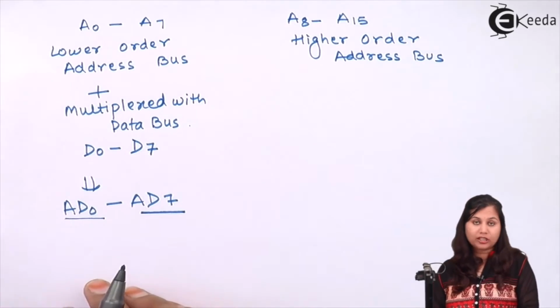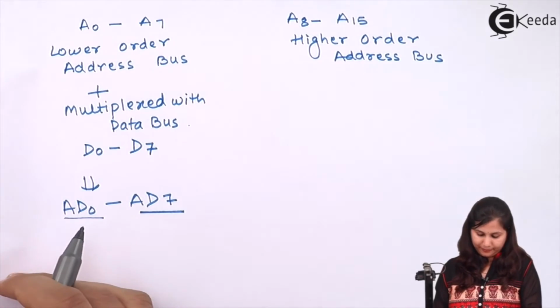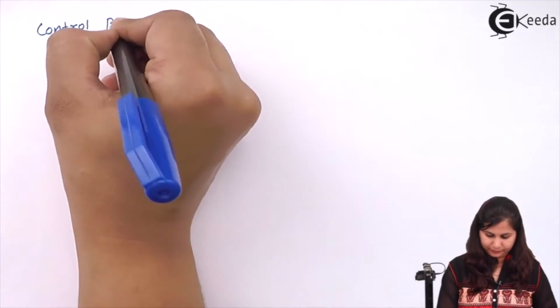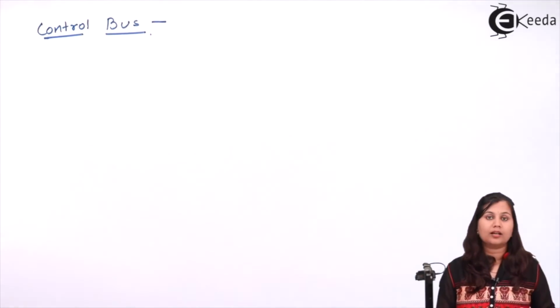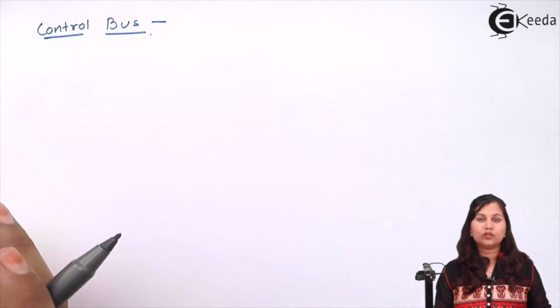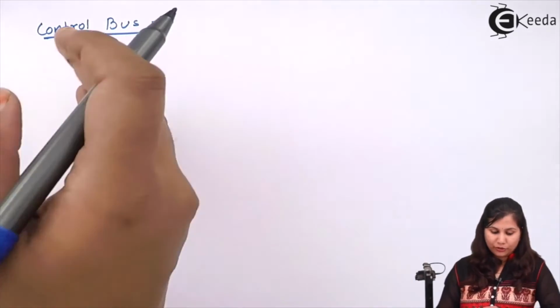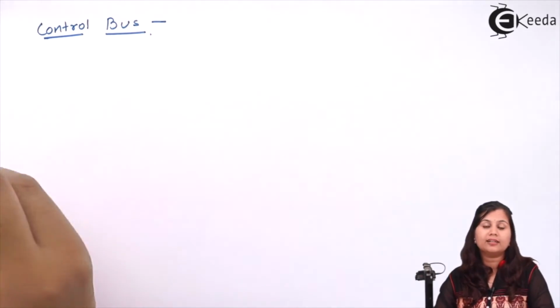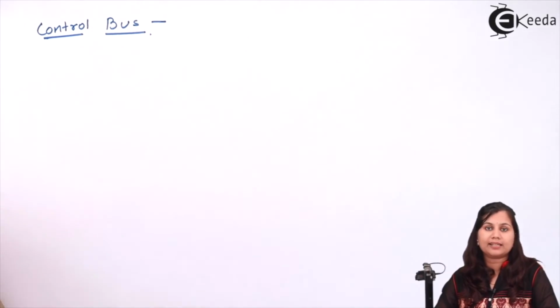The next we have the control bus. A bus, we have said, is a group of lines or wires. So the control bus consists of the various lines which provide the controlling and the timing signals to the microprocessor.